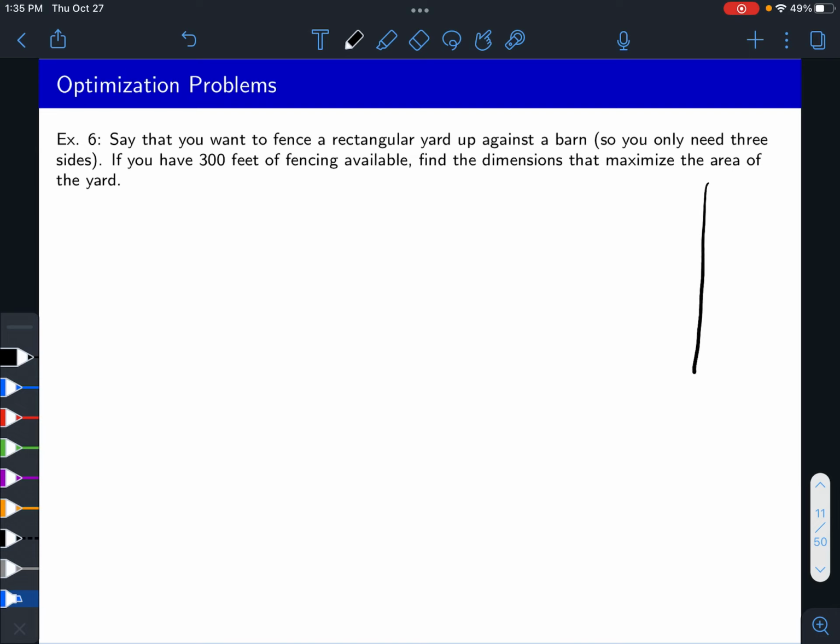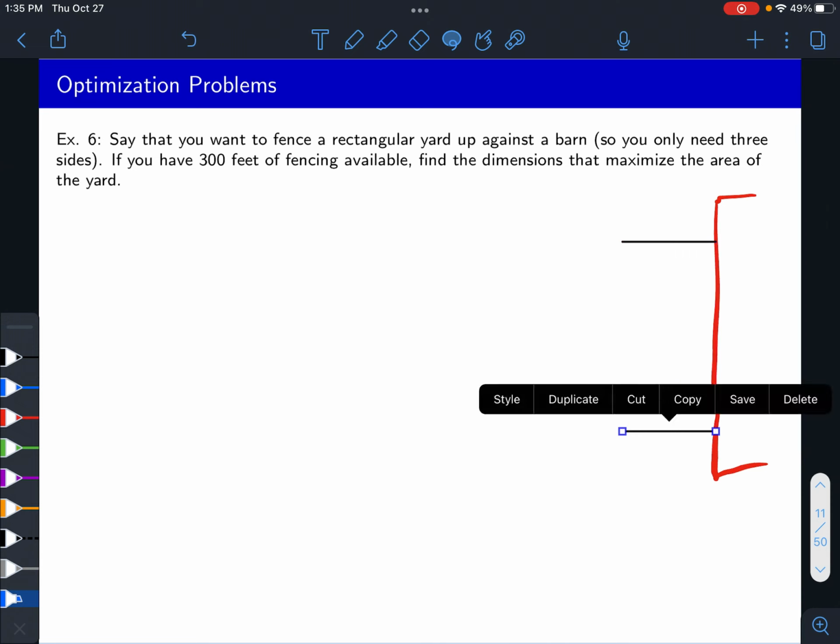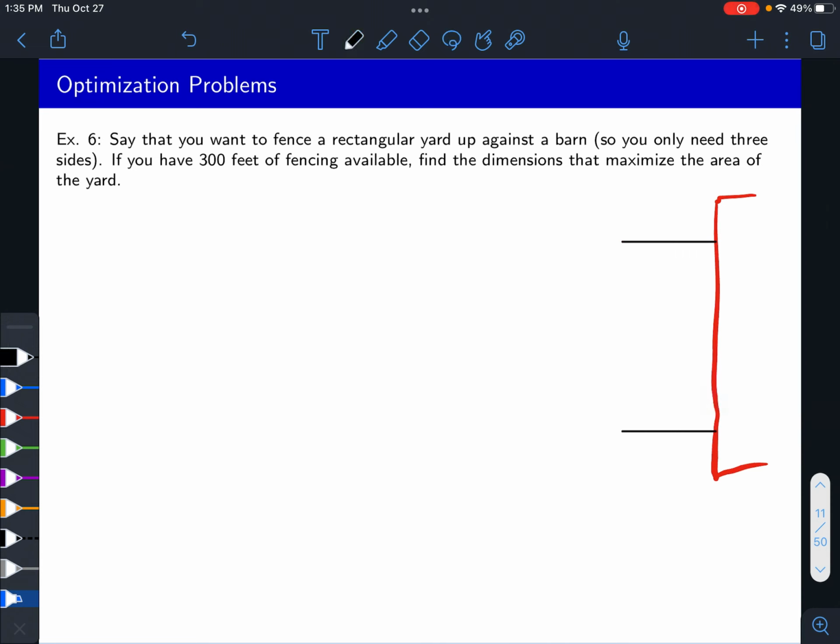So our barn is going to be like over here or whatever. Maybe I'll just draw it red. Barns are red, I guess. Here's our barn. And then our rectangular fence will look like this, like that. And then like this. Okay. All right, so here is our fence. It's just 3-sided. We'll call this x and we'll call this y. Call them whatever you want.